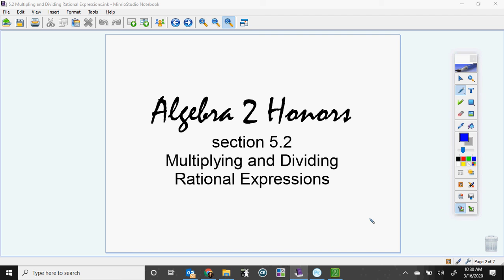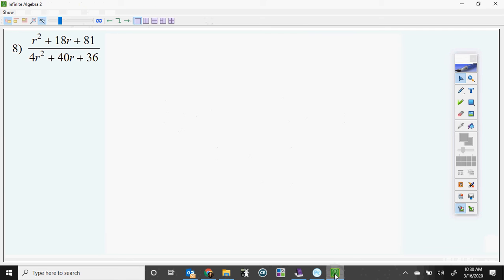In section 5.2, multiplying and dividing rational expressions. Just remember, a rational in math means a fraction. So we're going to have fractions we're multiplying and dividing. We're going to start on number 8, just to show you some of the simpler ones I skipped. For these, you're just simplifying.